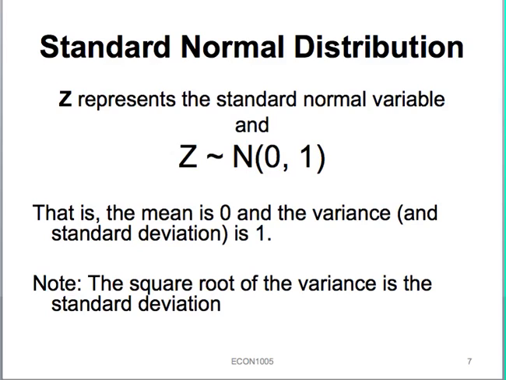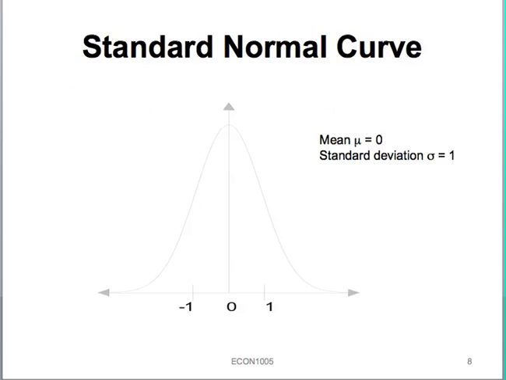The mean is 0, and the variance is 1. The standard deviation is also 1. If you recall, the standard deviation is the square root of the variance. So this is something we have to bear in mind, that the table that we have is a standard normal distribution table. So the mean is 0 and the standard deviation is 1.